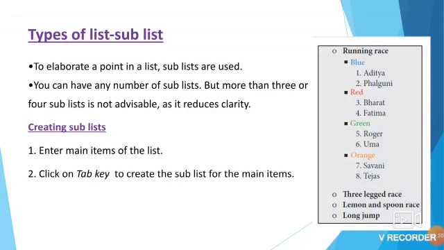So in each event they have four groups. In four groups they will have the participants, isn't it? So here the list within the another list is the sub list. Okay, so how we have to create? First you have to type the main item, and you have to press the tab key in your keyboard. Okay, then you can type the sub list. Okay, so this is the form how to create the sub list in your document.